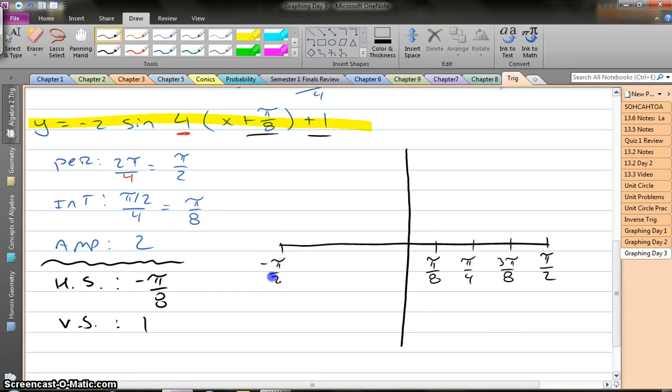And do our negative pi over 2, negative pi over 8, negative pi over 4, negative 3 pi over 8. It's a sine graph with an amplitude of 2. So my amplitude is 2, vertical shift of 1, so I'm putting 1 more, amplitude of 2. So sine starts at 0. Now it's a negative sine, so I'm going to go down first, then back to 0, then up, back to 0, and then the opposite direction over here. So up, back to 0, negative, back home. So there's my graph.